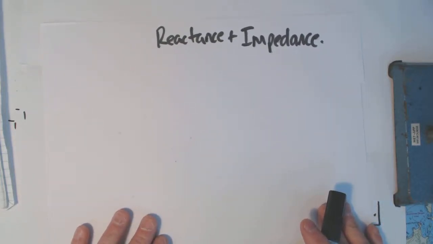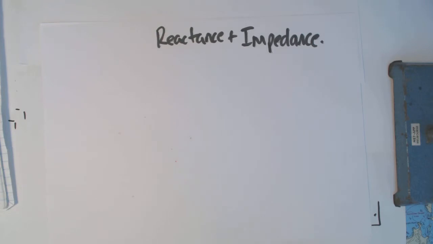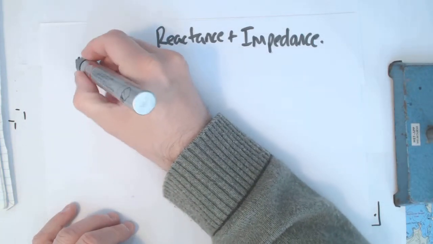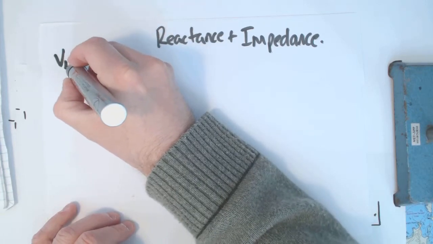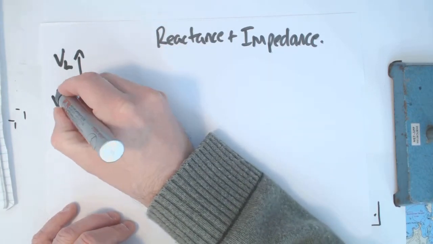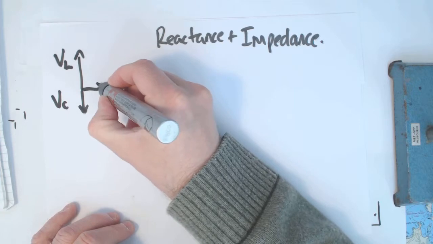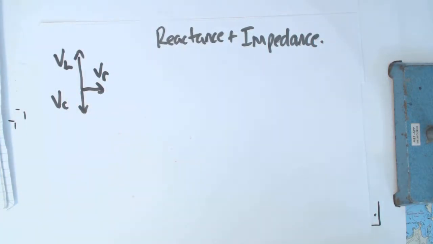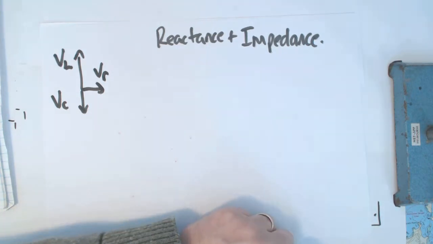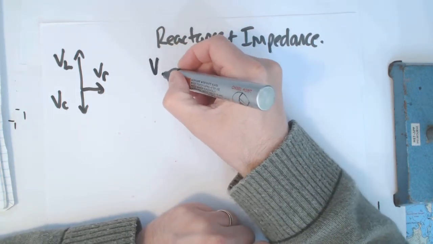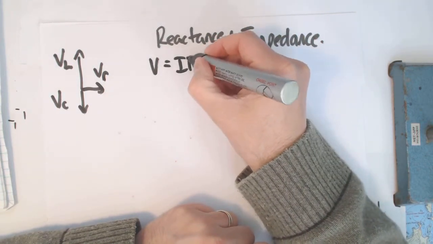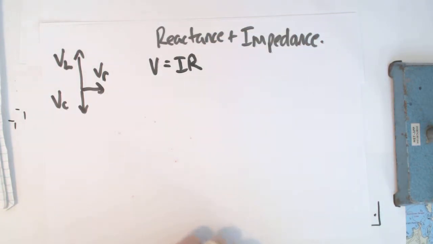We haven't really looked at how to determine those voltages, VL, VC, and VR, on those diagrams yet, not forgetting that the current goes along with them. How do we get those voltages? Well, we know that voltage is equal to current times resistance. That is Ohm's law, right?